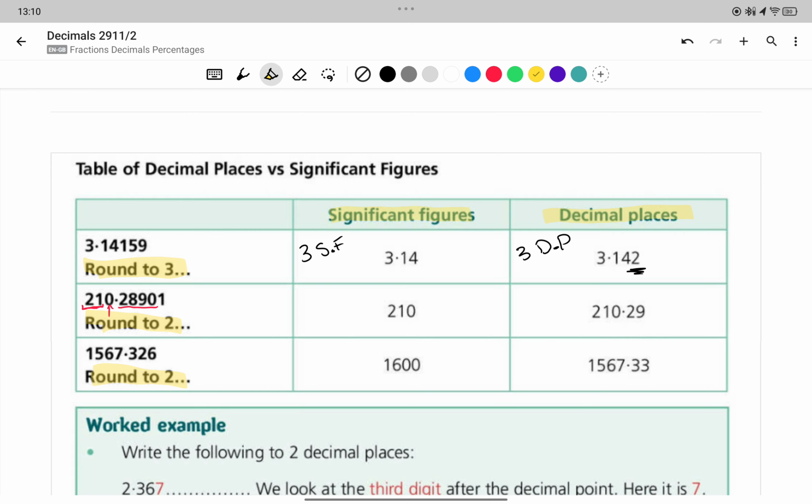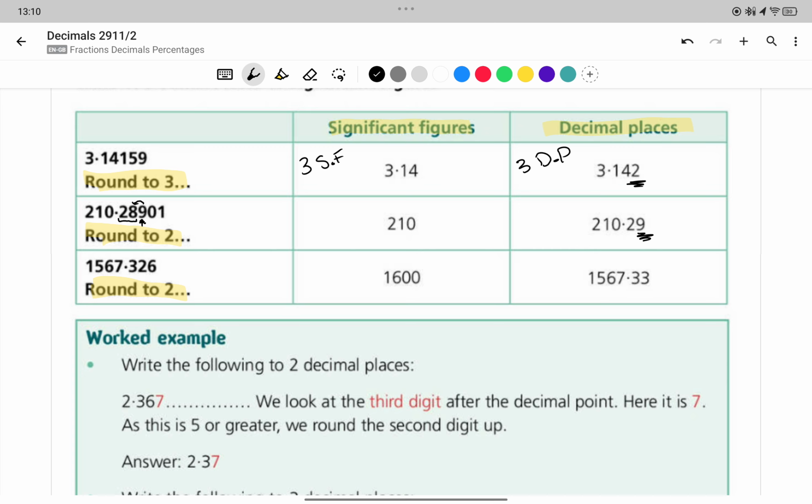And then we're just going to look at it to decimal places. So decimal places are there. So that's 2 decimal places. You look at the 9. Is it bigger than 5? Yes. So you have to add a digit there. So that's why you get 9.